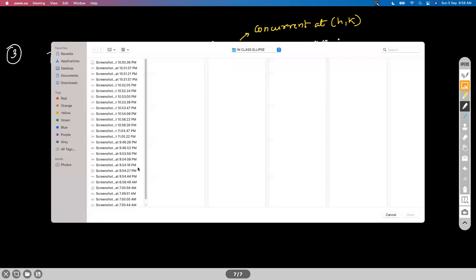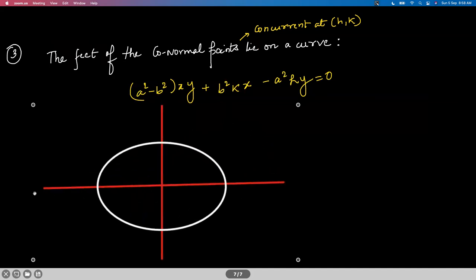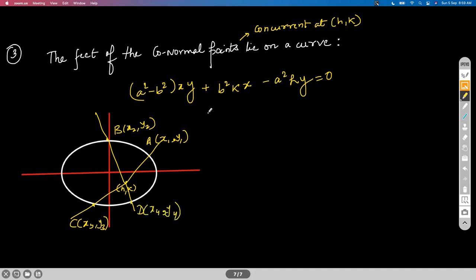See, the proof is very simple. It's just an observation that you have to do. So let me just pull out the diagram here. Okay. So let us say this is my H comma K point. These are my feet of the perpendicular.